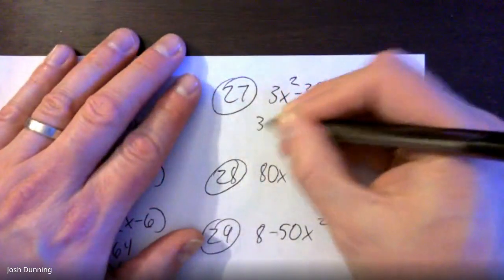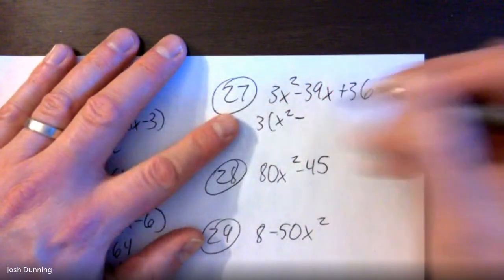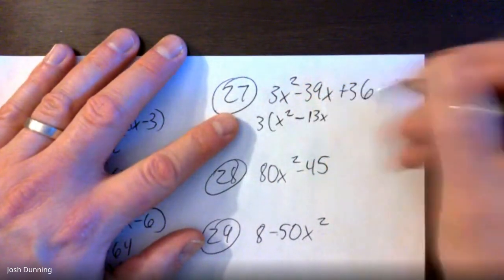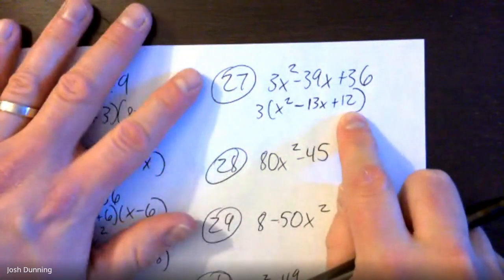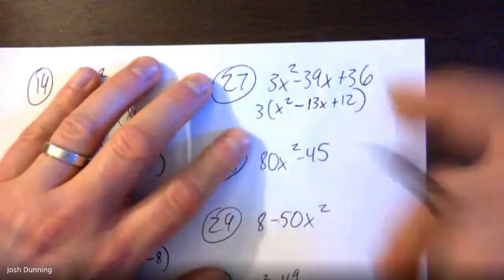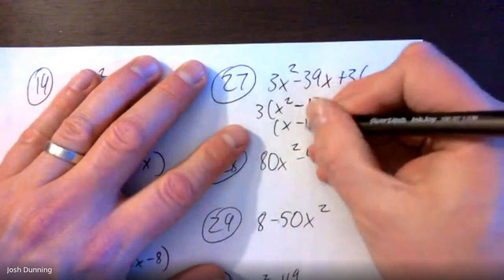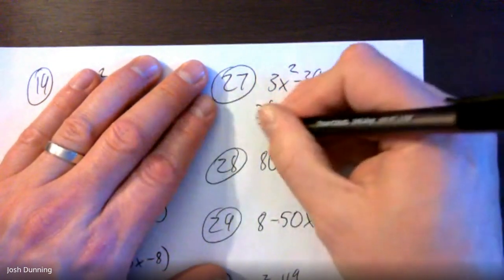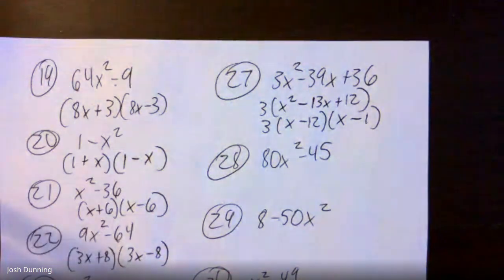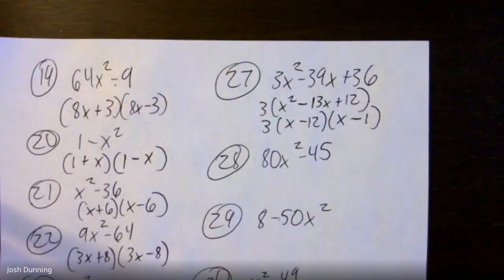Divide those all by 3. 12 times 1 is 12. 12 plus 1 is 13, but they're both negatives. Bring the 3 down. Oh boy. All right. We're getting there.